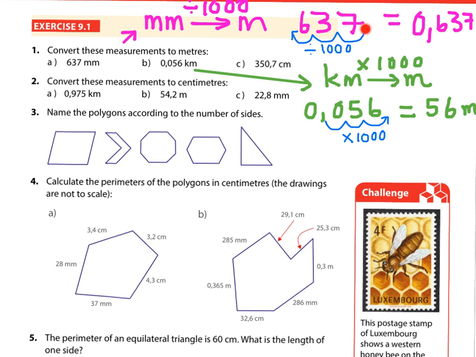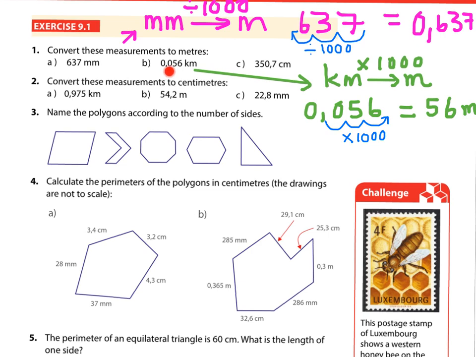If our decimal comma was normally at the end of this number, so I'm looking at this question over here, it's 637. After the 7 would normally be your decimal place over there. So if I'm dividing by 1,000, I'm moving it by 1, 2, 3 places. So here I go, 1, 2, 3 places, and I reinsert the decimal over there. So it gives me 0,637 meters. Please put the unit on.